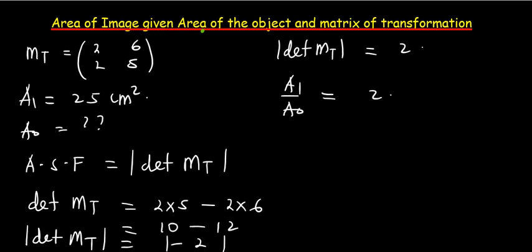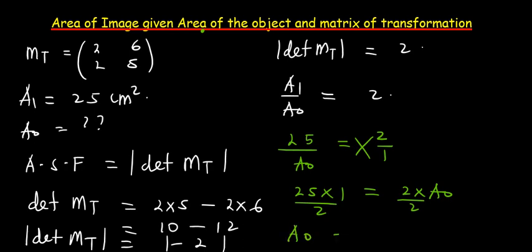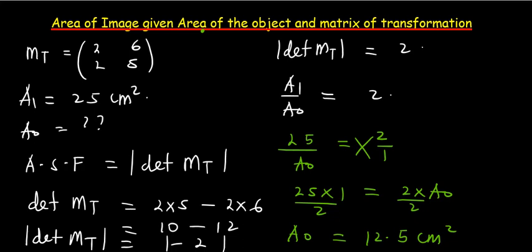So A1 was given to us as 25 out of A0, which is not known. Everything is equal to 2. We cross multiply, and that is 25 times 1 is equal to 2 times A0. We divide both sides by 2. So A0 is equal to 12.5 square centimeters. Lastly, let's do this trial question.